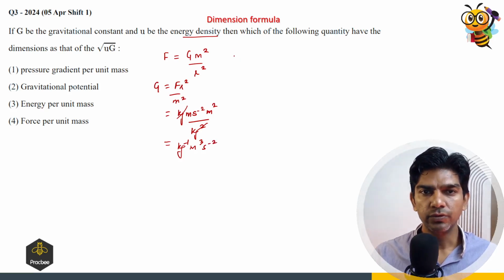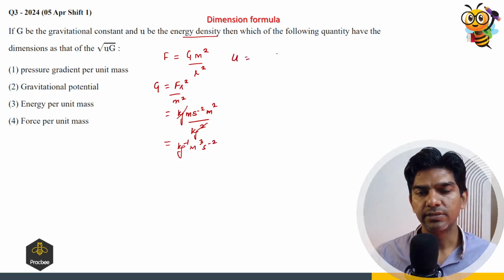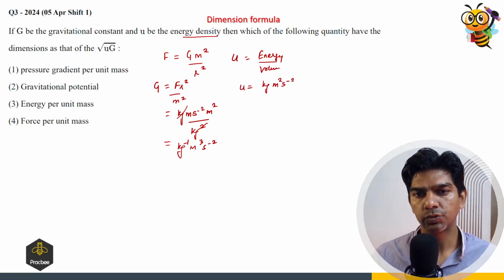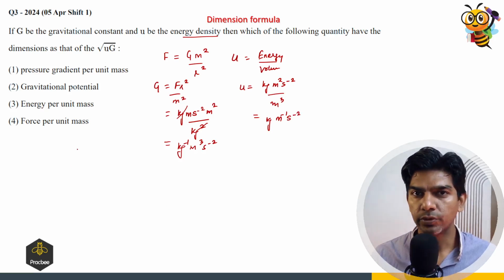Now the unit for U, that is the energy density. Energy density is the energy per unit volume. So we have energy in the numerator upon volume. So the unit for this U will be kilogram meter square second raised to power minus 2, and the volume will be meter cube. So that will be kilogram meter raised to power minus 1 second raised to power minus 2. Now let us take the product of these two units.